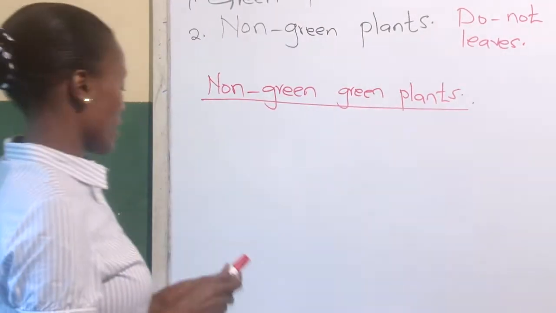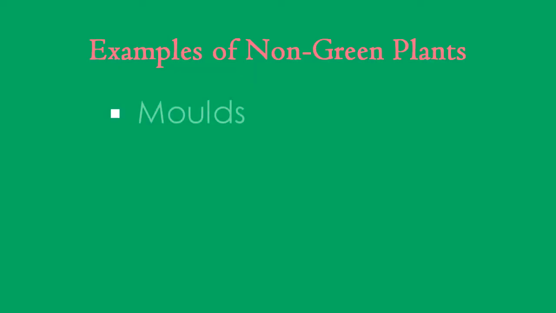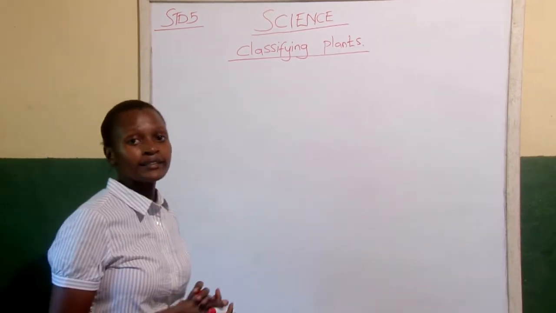We are going to start by looking at examples of the non-green plants. We have the molds. Molds are simply the gray structures you see on moldy food. Two, the mucor. It's another example of a non-green plant. It does not have green leaves. We also have the penicillium. Penicillium is a non-green plant that is used to make a curative medicine called penicillin. We are done with non-green plants.